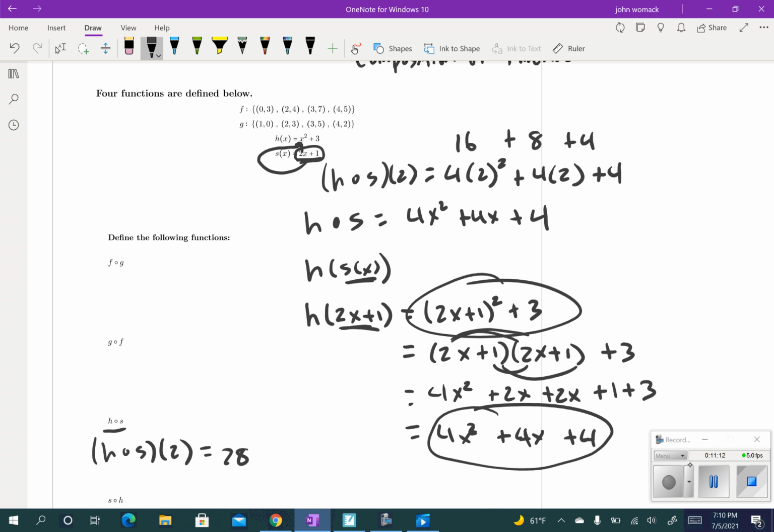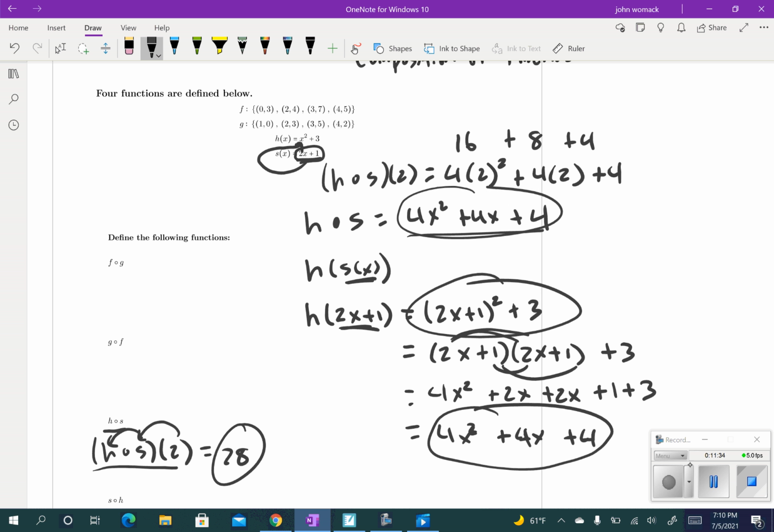Now, if you didn't have that equation already, and I just asked you to find this, you could just go like this, plug 2 into s. If I plug 2 into s, 2 times 2 is 4, 4 plus 1 is 5. So I take my output, which is 5, and plug that into h. 5 squared is 25 plus 3 is 28. Exactly the same answer.